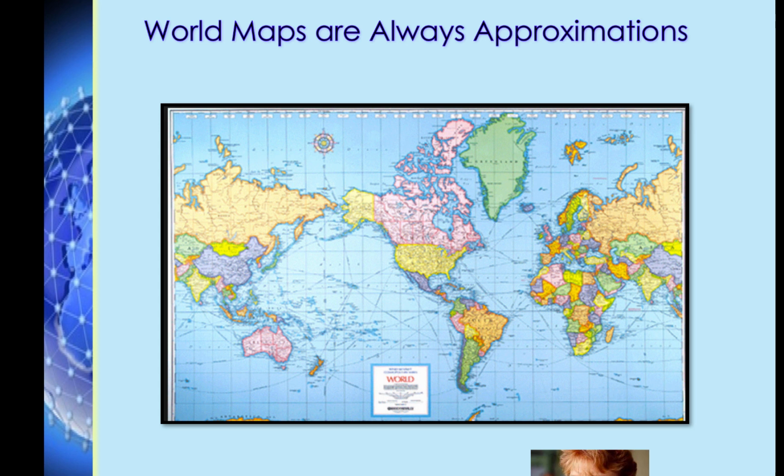Now, most people consider this the definitive map of the world. It's actually the Mercator map. And most people think, well, it's as accurate as it could be. But it too is an approximation. It's a representation. And so therefore it encodes things from particular points of view.